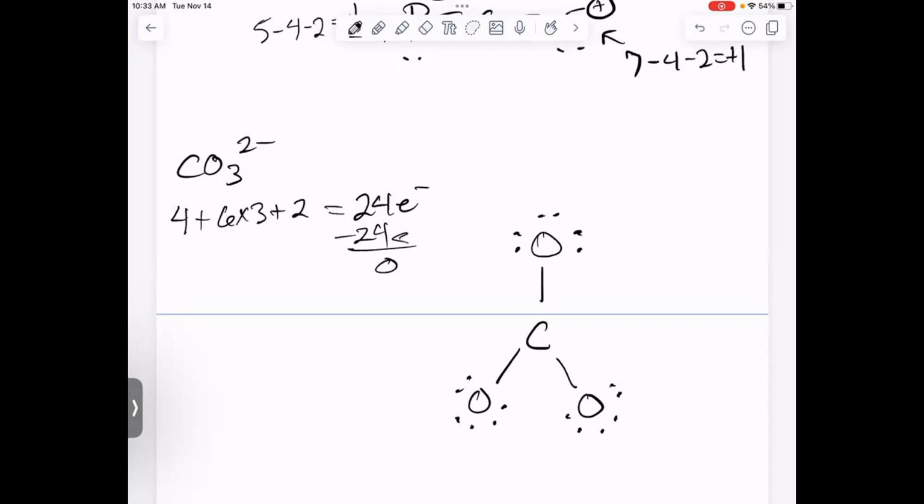So no lone pair on the carbon, but is this my final structure? What do I still need to do? Carbon still wants an octet, but it only has 6 electrons. So how do I get it to an octet?